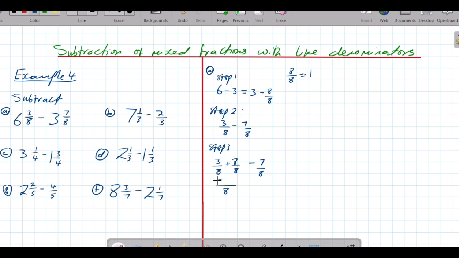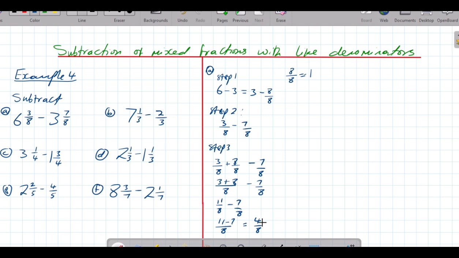Then we add up the numerators given to us, 3 plus 8, minus 7 over 8. Now in this case, we're going to have 11 over 8 minus 7 over 8. Now we can subtract without having a negative value, that is 11 minus 7, and that is going to give us 4 over 8.